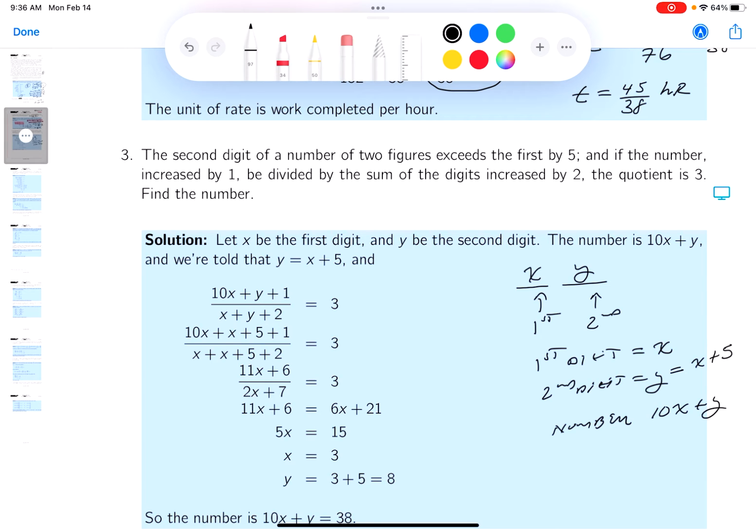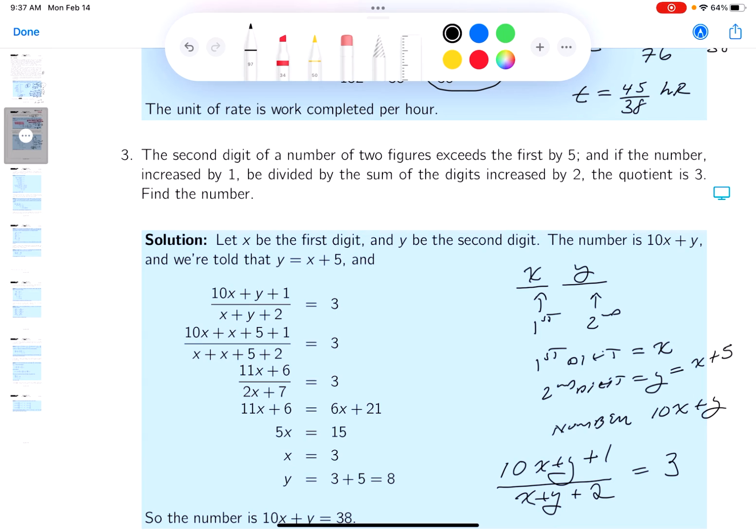Again, we're just reading through slowly and carefully. It says, if the number is increased by 1, what would the number be? 10X plus Y increased by 1. Then it says it's divided by the sum of the digits increased by 2. What's the sum of the digits? X plus Y, but it's increased by 2. The quotient is 3.